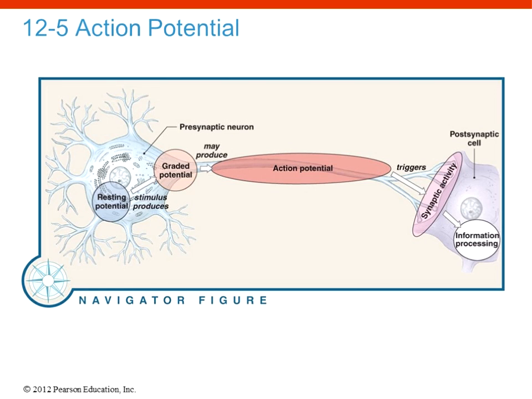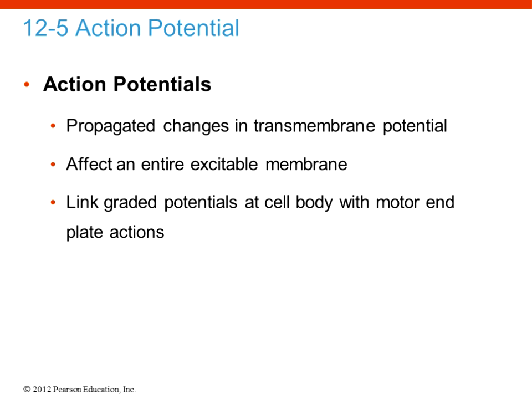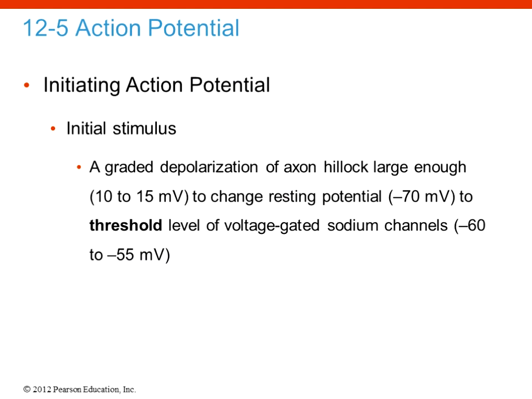If you have a greater stimulus that produces a graded potential, it can then result in what we call an action potential. Okay? And an action potential is a potential that's going to be propagated along an axon and affect an entire excitable membrane. Okay? And so that's how an impulse can get moved from the neuron all the way down to the synapse. Okay? So that's what I want to look at first. Right? Initiating an action potential requires a depolarization large enough to reach what we call threshold.